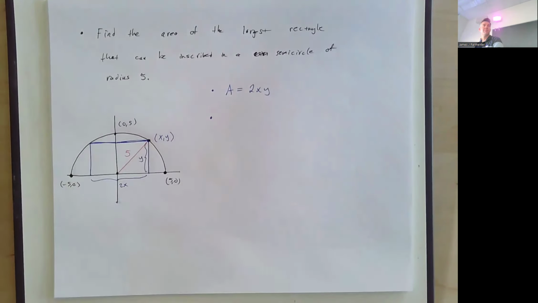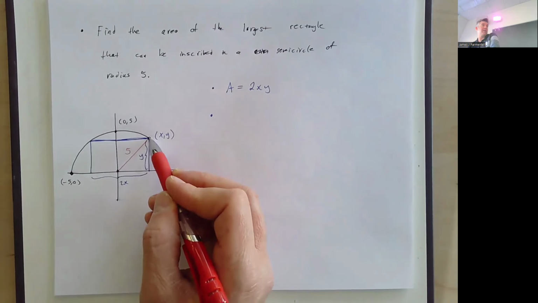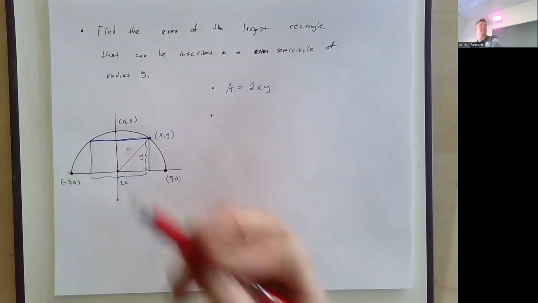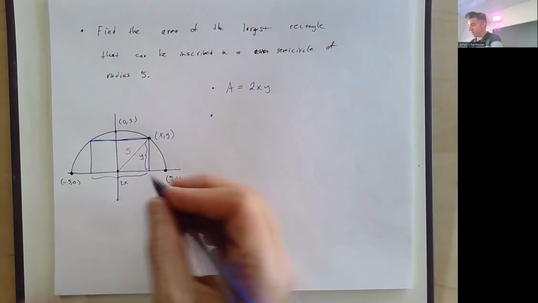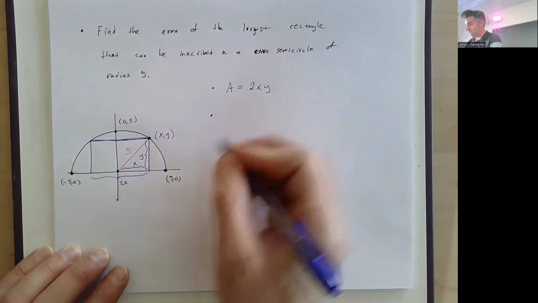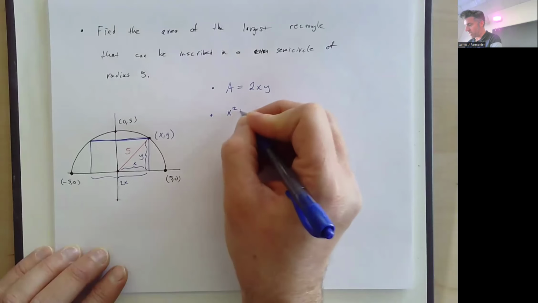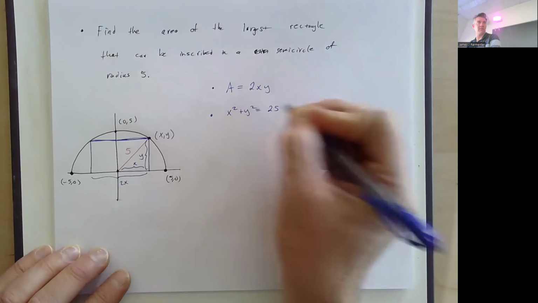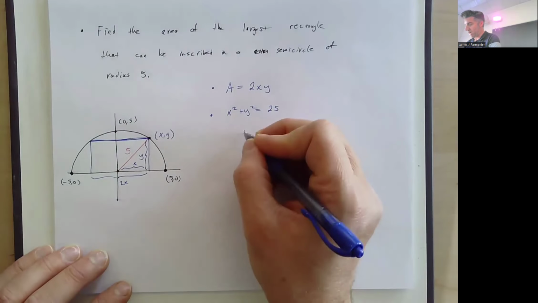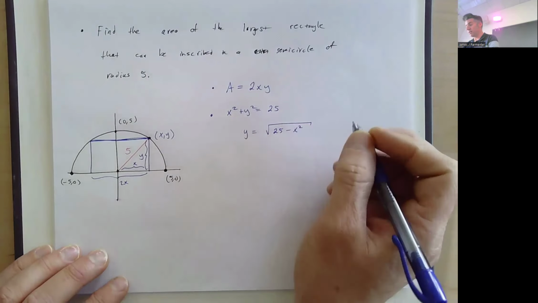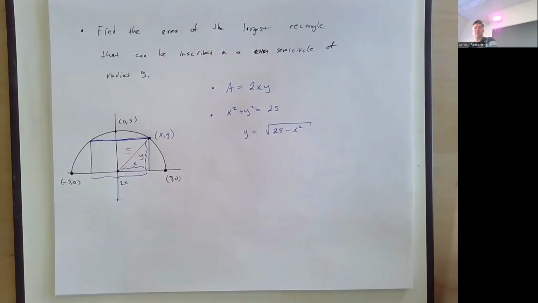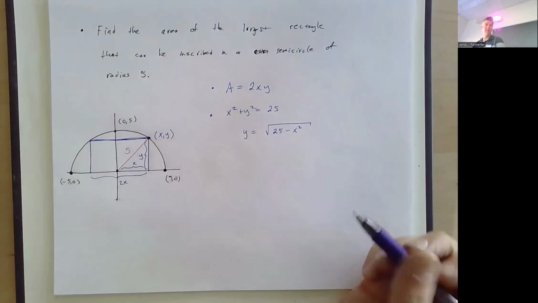Right? It goes from the center. If a segment goes from the center of the circle to a point on the circle, that's a radius. Every point on the circle or semicircle is the same distance from the center, which is 5 in this problem. So by the Pythagorean theorem, x squared plus y squared equals 25, or 5 squared. So y is equal to the square root of 25 minus x squared. Not plus or minus, just the positive square root, because I only have the top half where y is positive.